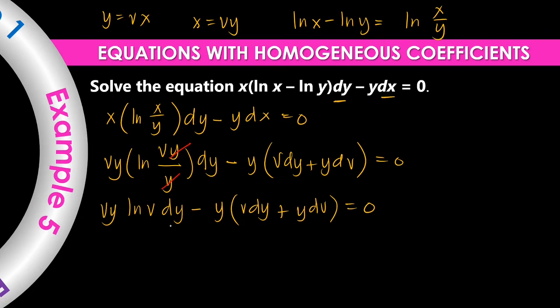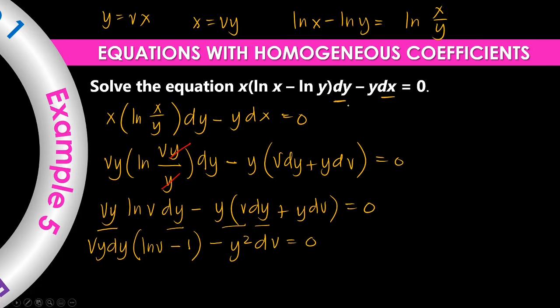So let us now combine like terms and simplify this equation. Here we have two terms containing dy and only one term containing dv. Notice also that vy dy is common to the first two terms. And that means it's a common factor. So vy dy times, here we have ln of v minus 1, this entire term is our common factor. And then minus y times y is y squared multiplied by dv equals 0.